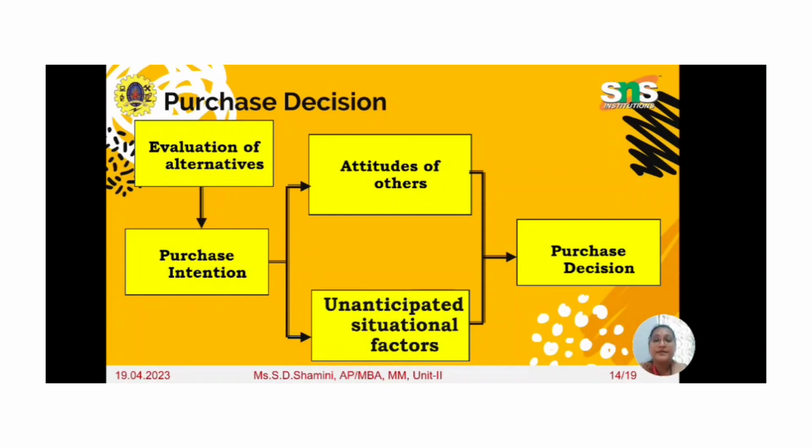And here comes the purchase decision, which is the fourth step. Based on the evaluation of the alternatives, the purchase intention comes into the customer's mind. The purchase intention may be influenced by two factors: one is the attitude of others, and the second is unanticipated situational factors. Based on these two, a purchase decision will be made by the consumer.